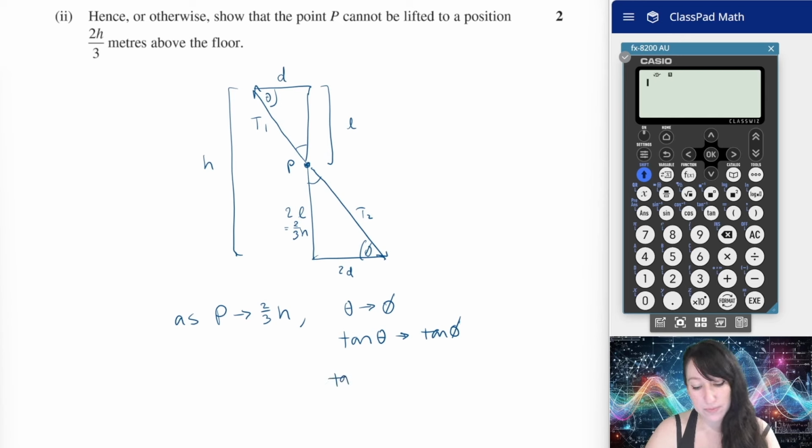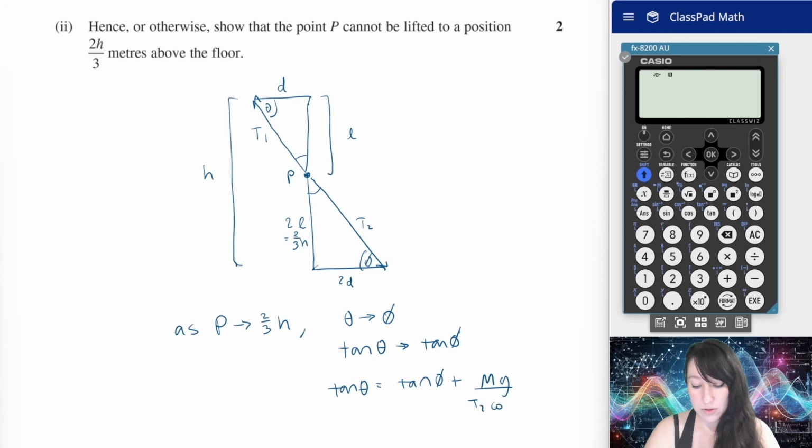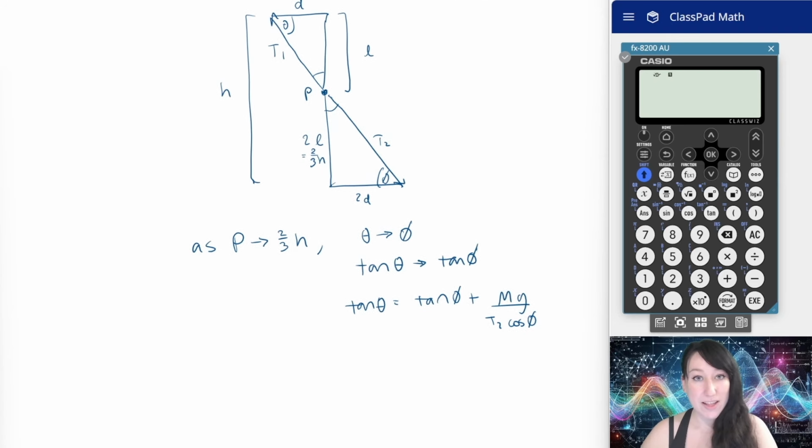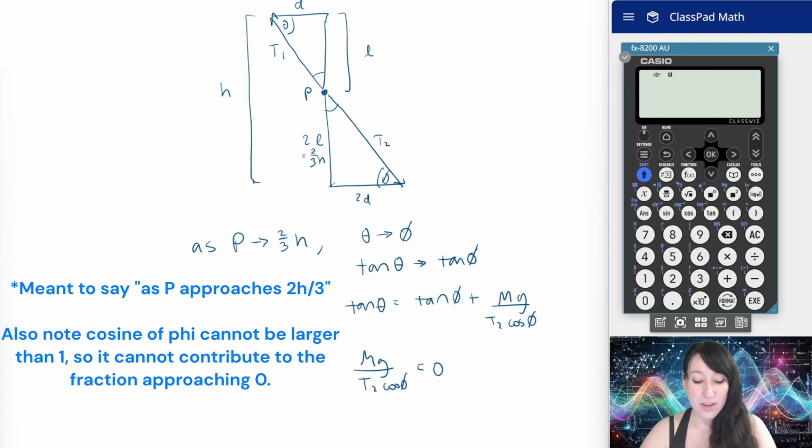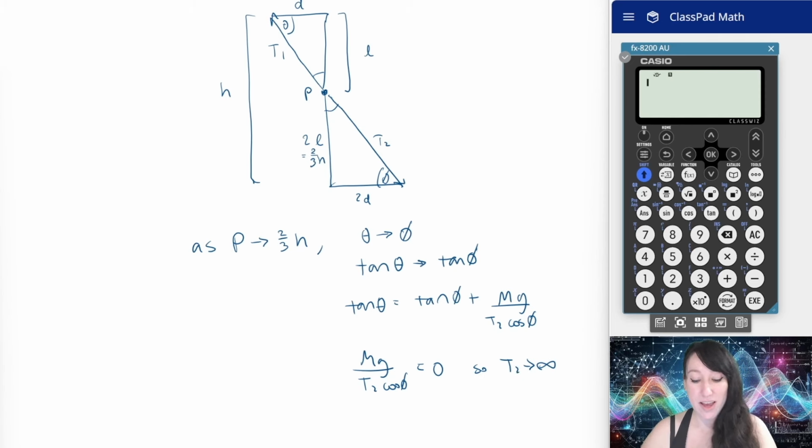Now, from part 1, we had tan theta equals tan phi plus mg over T2 cosine phi. Now, if tan theta and tan phi are equal to each other, then they would cancel out on both sides, and we'd have mg over T2 cosine phi equals 0. mg is a constant. Cosine phi is also going to be a constant as we approach P. So in order for this fraction to equal 0, essentially T2 would have to go to infinity, which is not going to be possible. At some point, that rope will break, and we can't have an infinite force here. So that shows that P cannot reach the height of 2/3 h, because the closer it gets to that, the tension in your rope will have to go to infinity.